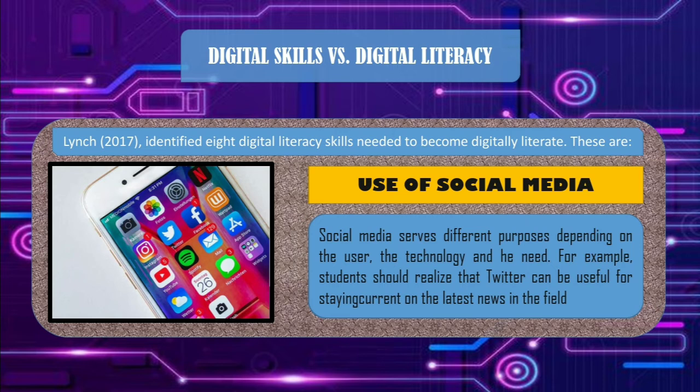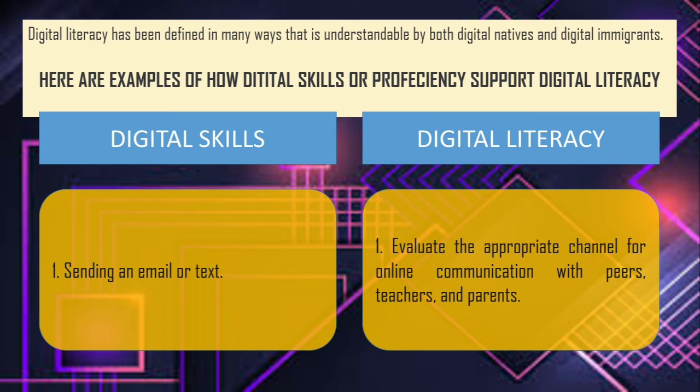Well, social media serves different purposes depending on the user, the technology, and the need. For example, students can realize that Twitter can be useful for staying current on the latest news in the field. Digital literacy has been defined in many ways that is understandable by both digital natives and digital immigrants. Here are the examples of how digital skills or proficiency support digital literacy. Well, digital skills and digital literacy.